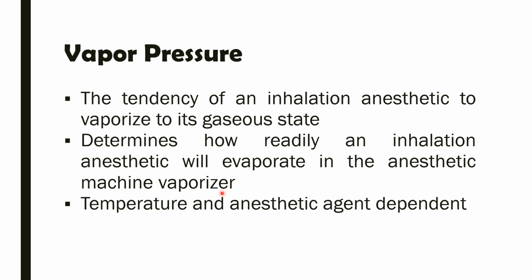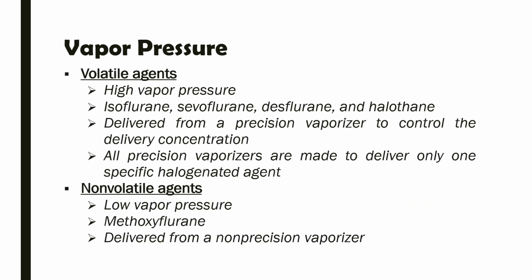So this is of course dependent on the temperature and the anesthetic machine. The vapor pressure is directly correlated with the temperature. For example, the higher the temperature, the higher would also be the vapor pressure. The inhalation anesthetics can also be classified as either volatile or non-volatile agents. The volatile agents, for example iso, sevo, desflurane, and halothane, have a high vapor pressure.